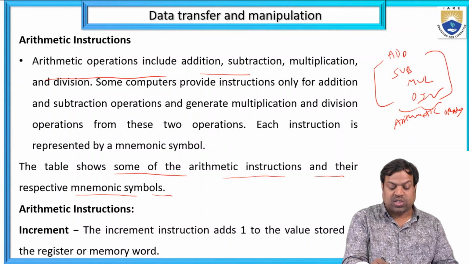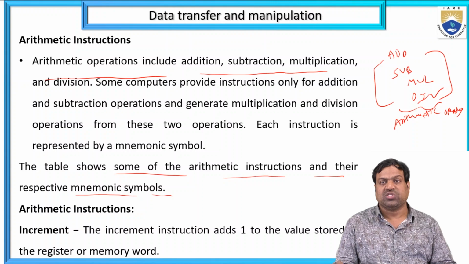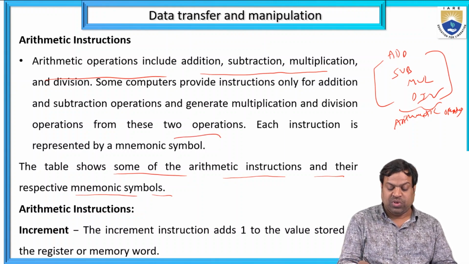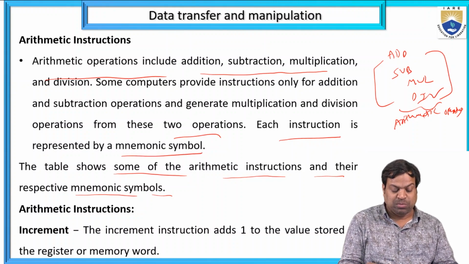So these arithmetic operations are addition, subtraction, multiplication and division, but some computers provide instructions only for addition and subtraction operations. Some microprocessors support only addition and subtraction operations and generate multiplication and division operations from those two operations. So multiplication and division are for another operation, we are going for that one. Each instruction is represented by a mnemonic code or mnemonic symbol.